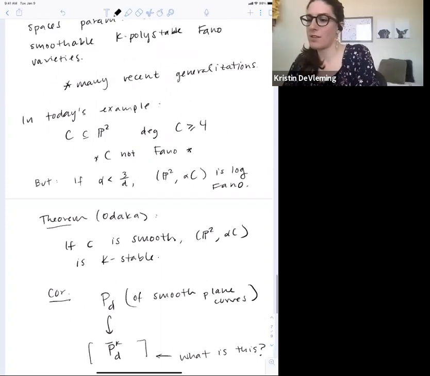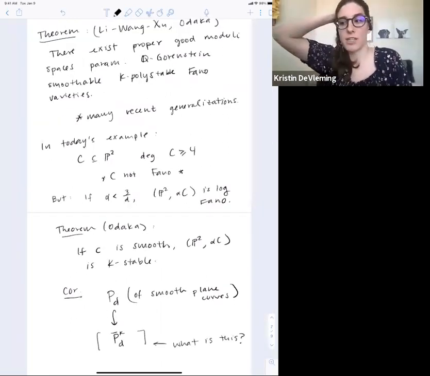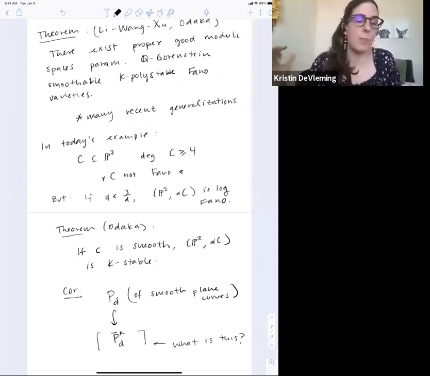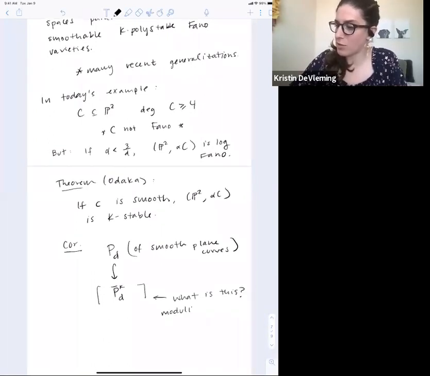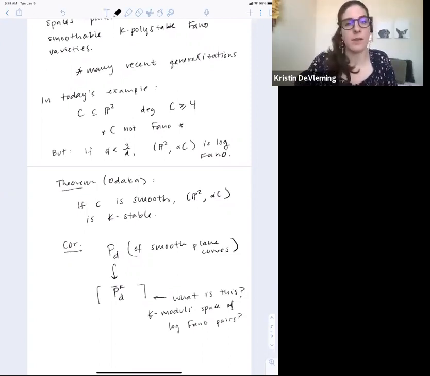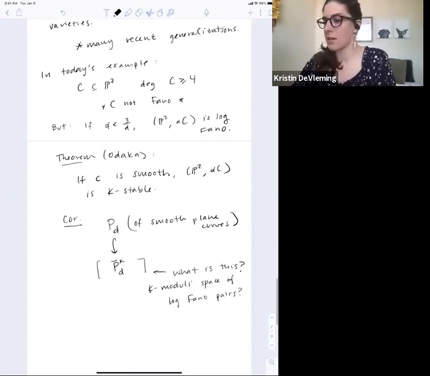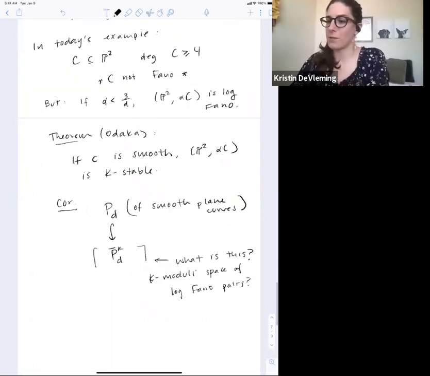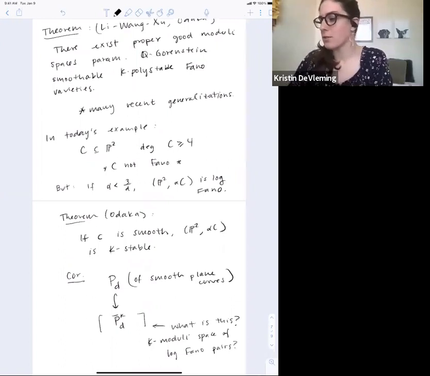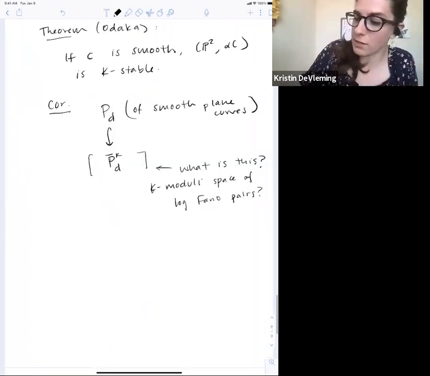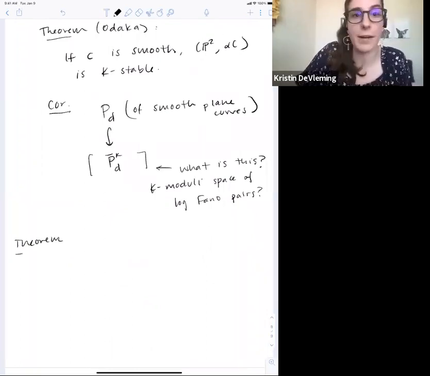Because what the theorem of Li, Wang, and Xu says is that we can make moduli spaces of Fano varieties. But in fact, in this problem, we want a K-moduli space of log Fano pairs. And this is maybe the first theorem of mine that I'll say in the talk: not only do we have Li, Wang, and Xu's theorem that says you can make K-moduli spaces for Fano varieties, you can actually make K-moduli spaces for log Fano pairs. So you can use K-moduli to not only compactify moduli spaces of Fano varieties, but also of pairs.